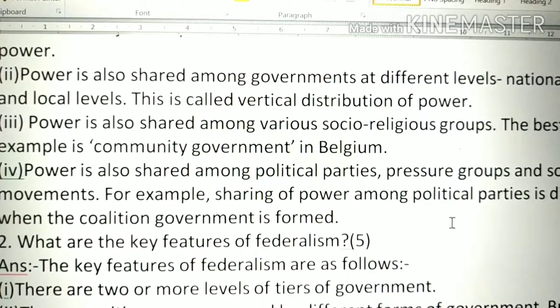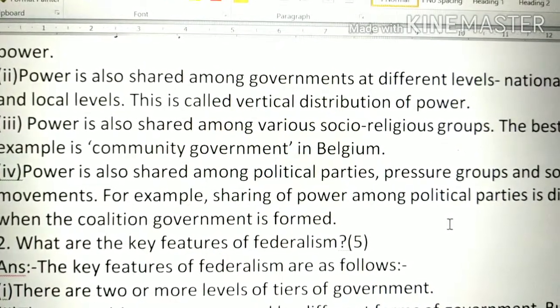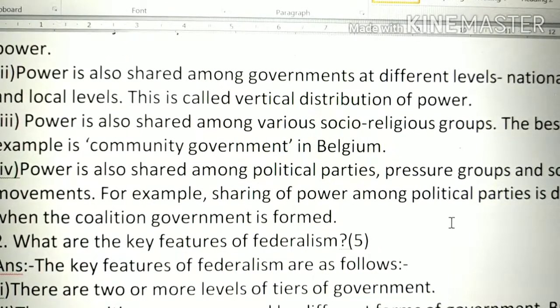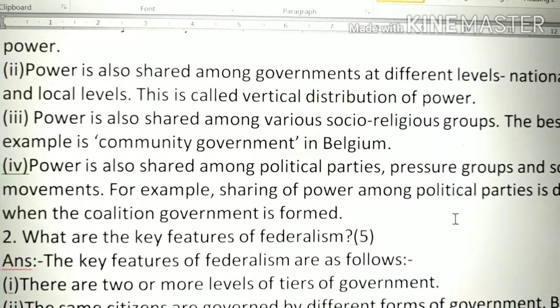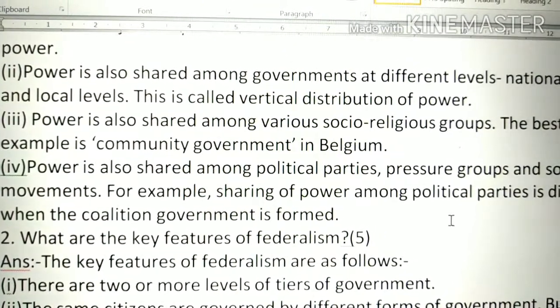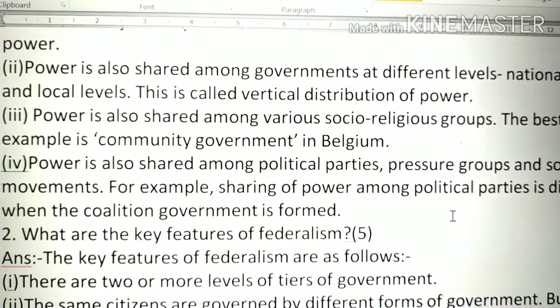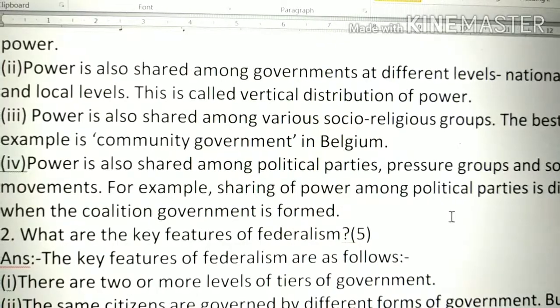Point number 4. Power is also shared among political parties, pressure groups, and social movements. For example, sharing of power among political parties is direct when a coalition government is formed.